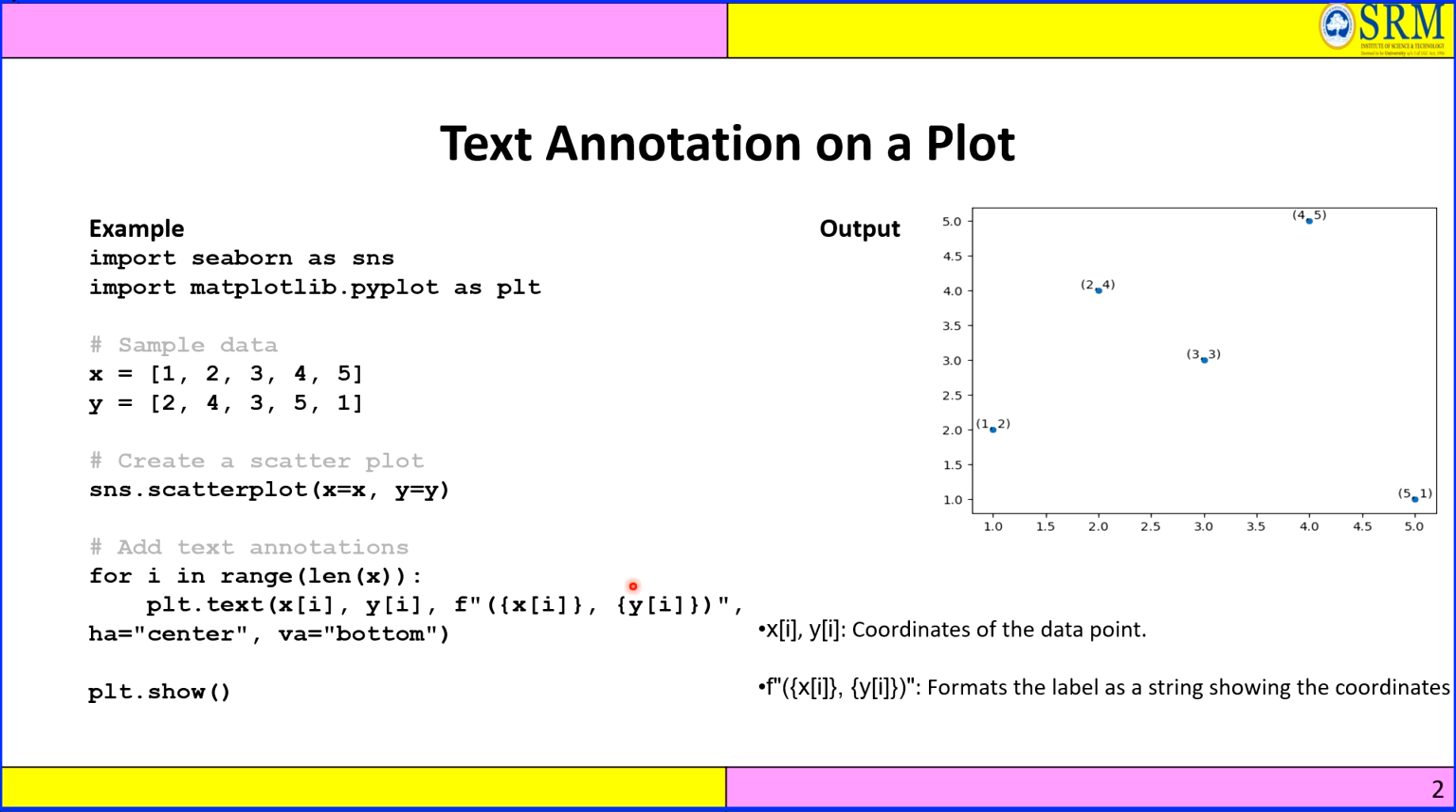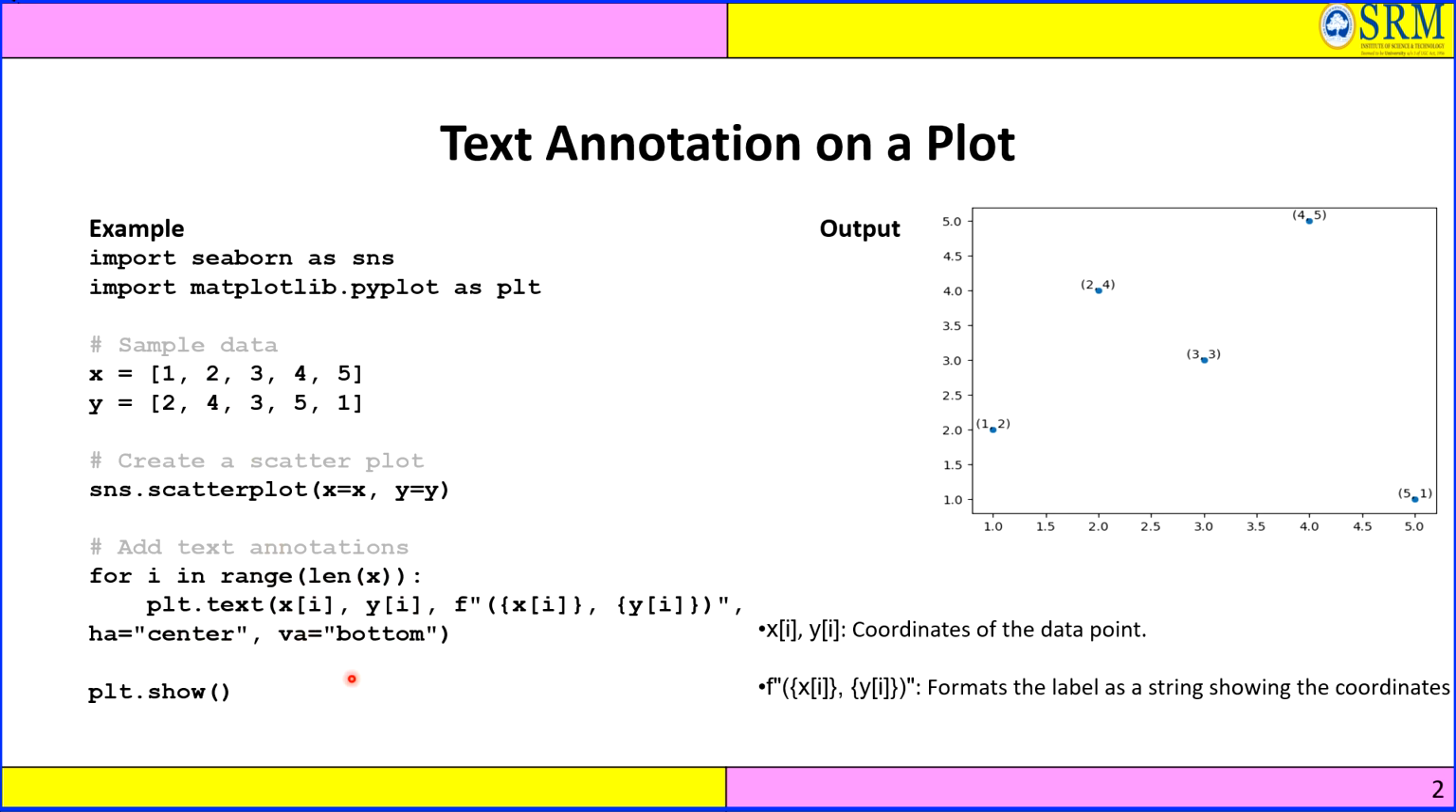So this will come in string format, in the third bracket. So f double quote, x of i you have to write, comma, y of i you have to write, within the curly brackets. That means the 1 and 2 will come into string format. Whatever values are there will be transferred into string format. And ha is equal to center, the horizontal alignment will be center, and va will be bottom, the point will be at the bottom. So this is the configuration. Whatever points are there, these points will be in text format.